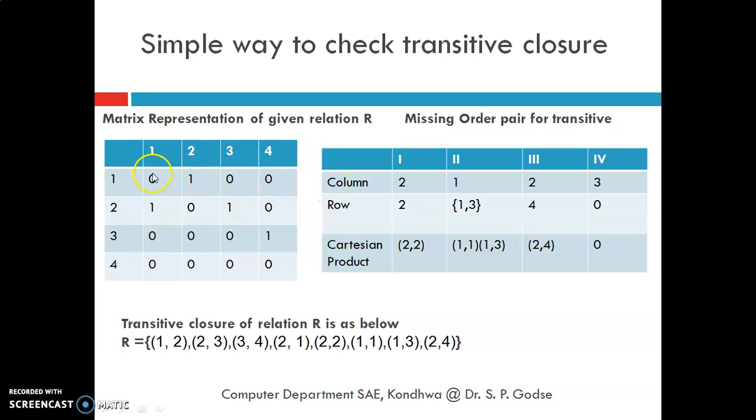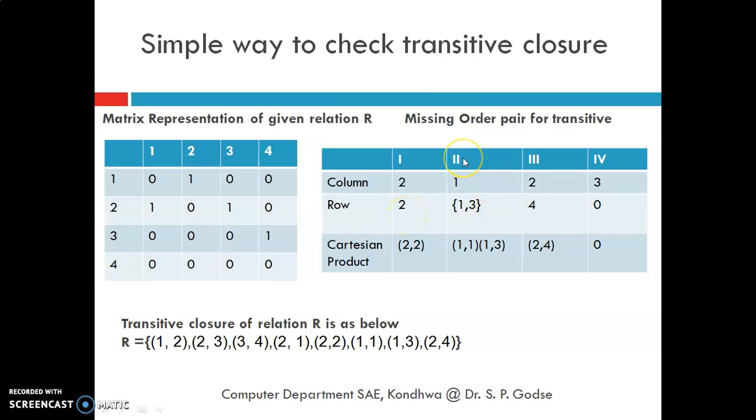In that, check where the entries of the matrix are 1. In column number 1, you can see the second entry is 1, so write down 2 here. Then there is no other entry as a 1. Then check the rows of the matrix. In the first row of the matrix you will get 1 at the second entry, so write down 2.